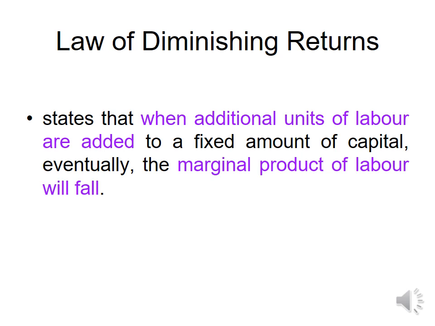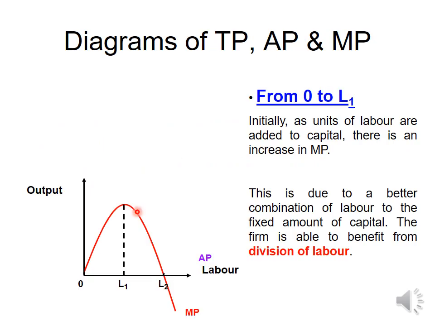Now let's go back to the diagram to look at the different stages of production and to identify how our law of diminishing returns sets in. This was the diagram that I talked about earlier. The MP rises and then it comes down. It behaves like that because of the law of diminishing returns. Why does it go up in the first place? From 0 to L1, where it's going up, it's going up because there is a better combination of labor to the fixed amount of capital.